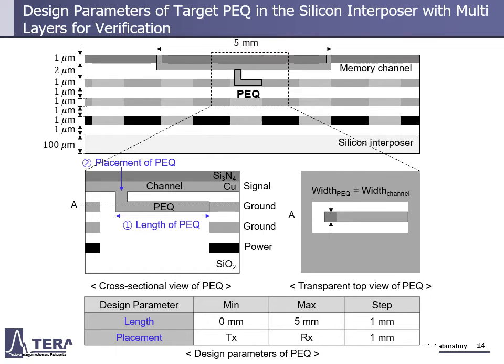For verification of our proposed optimization method, we use the simple shape of a line as the passive equalizer. It is embedded in the silicon interposer, connected to the channel in parallel. And this passive equalizer has a resistance and inductance, so it can play the role of a high-pass filter. The parameters are length and placement of the passive equalizer, and the ranges of length and placement are described in the bottom table. The range of length is from 0 mm to 5 mm with 1 mm step, and the equalizers can be located between Tx and Rx with 1 mm step.